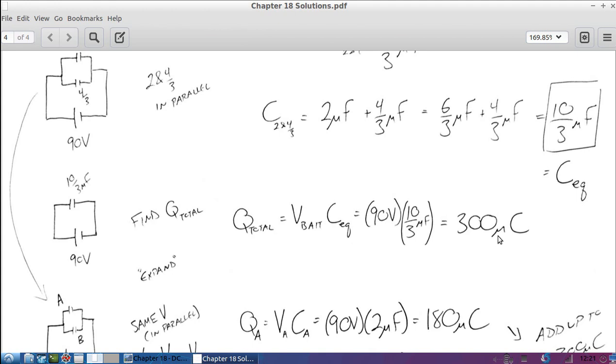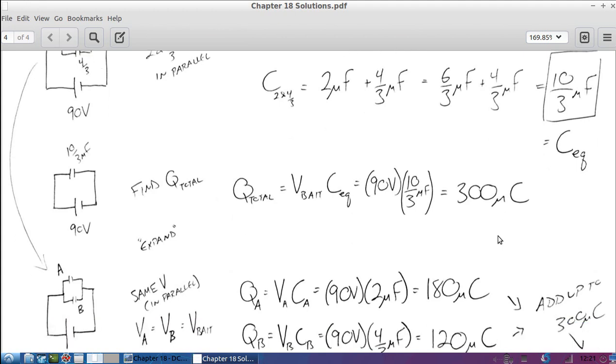300 microcoulombs. Again, I'm just bringing the micros along with me. I know it means 10 to the negative 6. So rather than trying to deal with big numbers or powers of 10, I'm just carrying it along with me. Okay. So I've got my equivalent capacitance. I've got the total charge. Now I have to expand my circuit. I have to go backwards again and find the voltage drop and the charge on each capacitor.